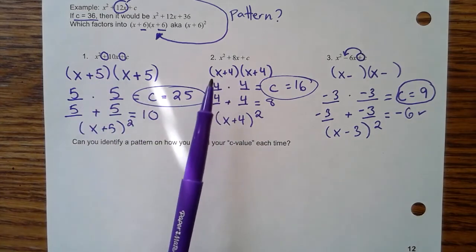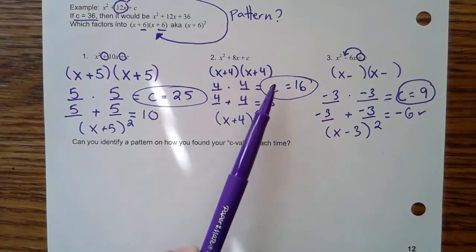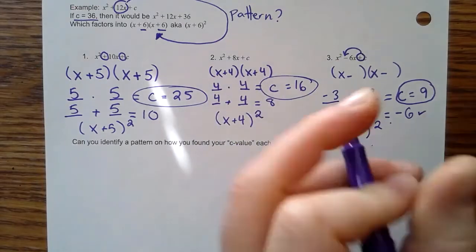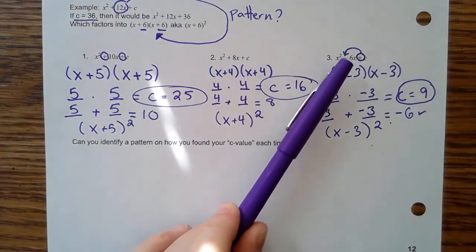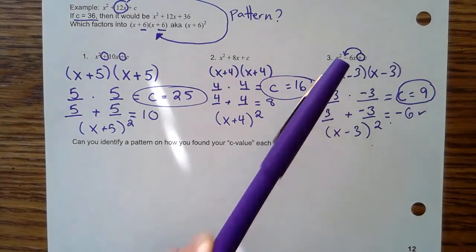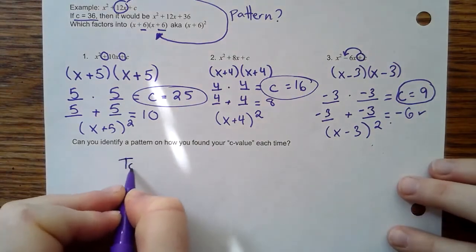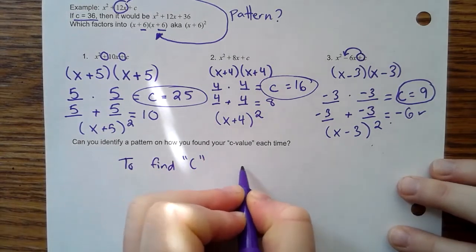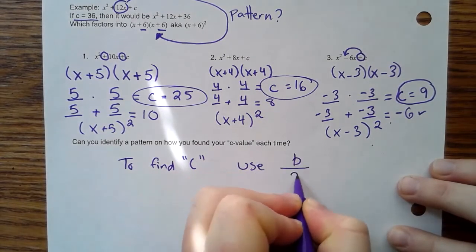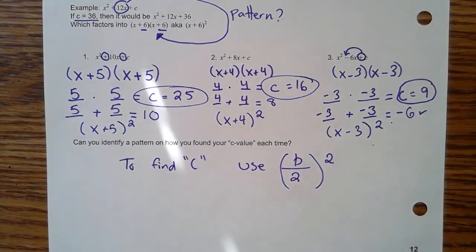Let's see if that works. B value is 8, divided by 2 is 4, 4 squared is 16. That's a pretty cool pattern. Oh, guys, I just realized I forgot to fill this in. Right here, I did B over 2, which was -3. -3 squared is 9. So the pattern to find C, that's our pattern. That is our formula. This is really going to come into play when we start completing the square.